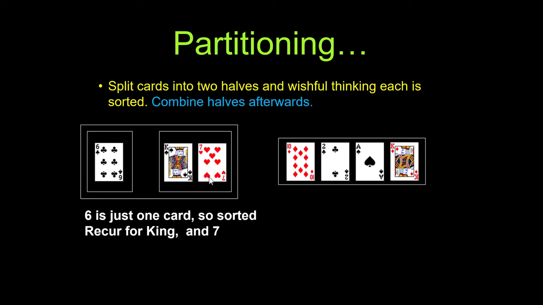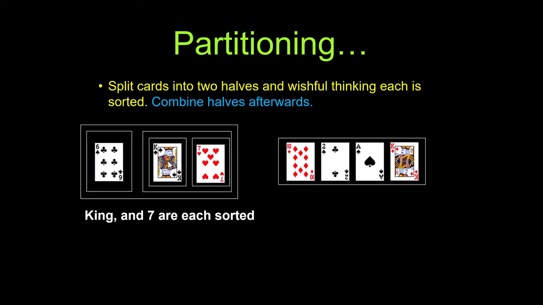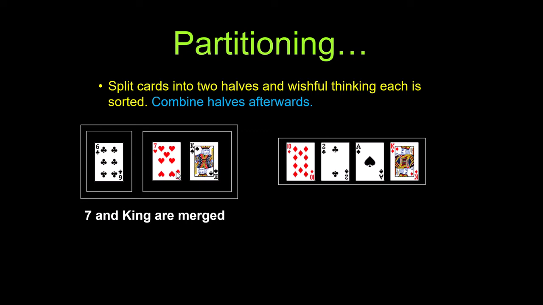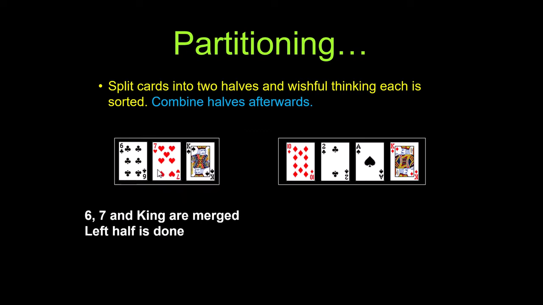King and 7 have to be recursively solved again, and they are divided into a king and a 7. Both are individual cards, so they are sorted. And then they are merged easily by doing a comparison into 7 and king, and then the 7 and king merge with the 6 into 6, 7, king to be a sorted list of 3 cards.